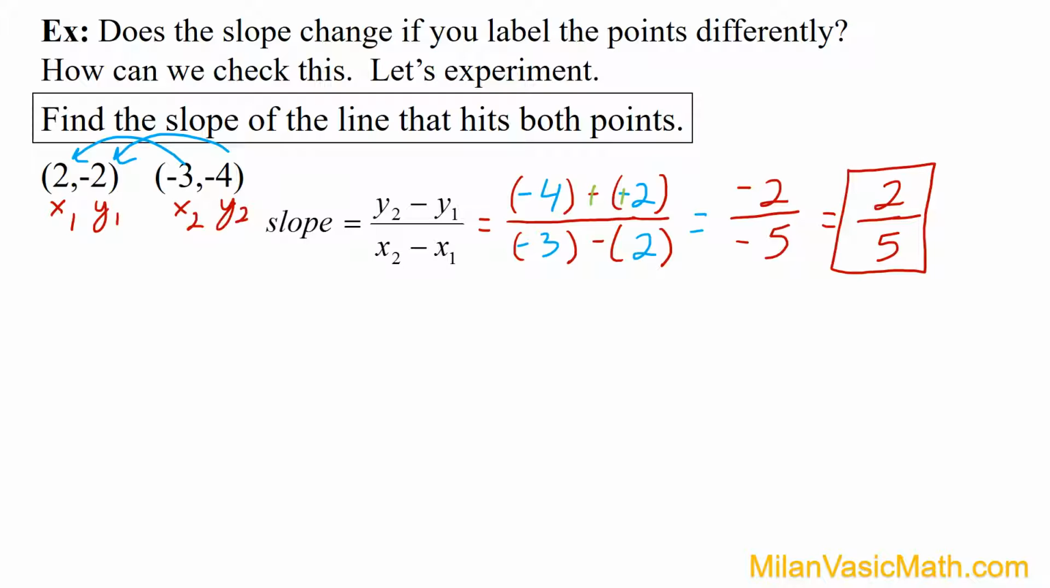A quick way you can check if that's right is you just make a little sketch. This would be x, this would be y. And if I was to plot those 2 points, (2, -2) would be roughly here. Oops. Sorry, dropped that in the wrong spot.